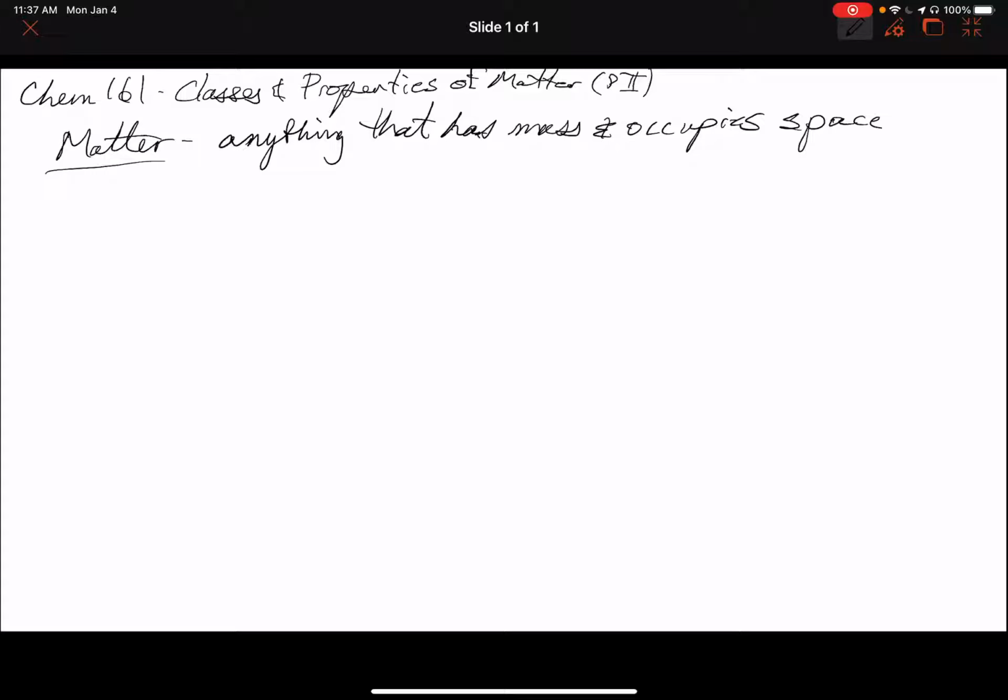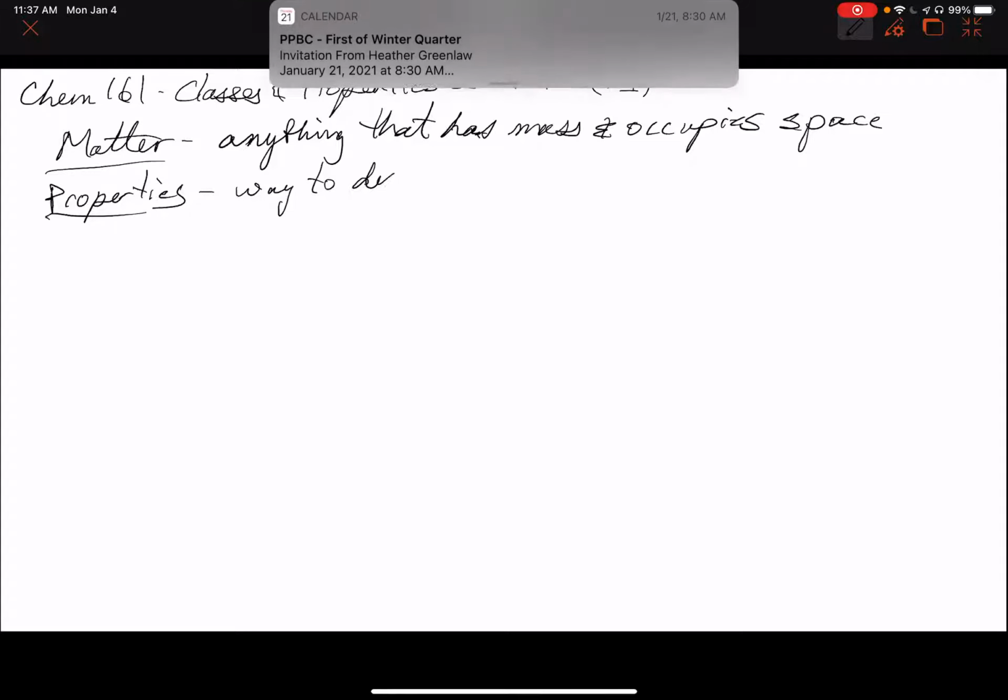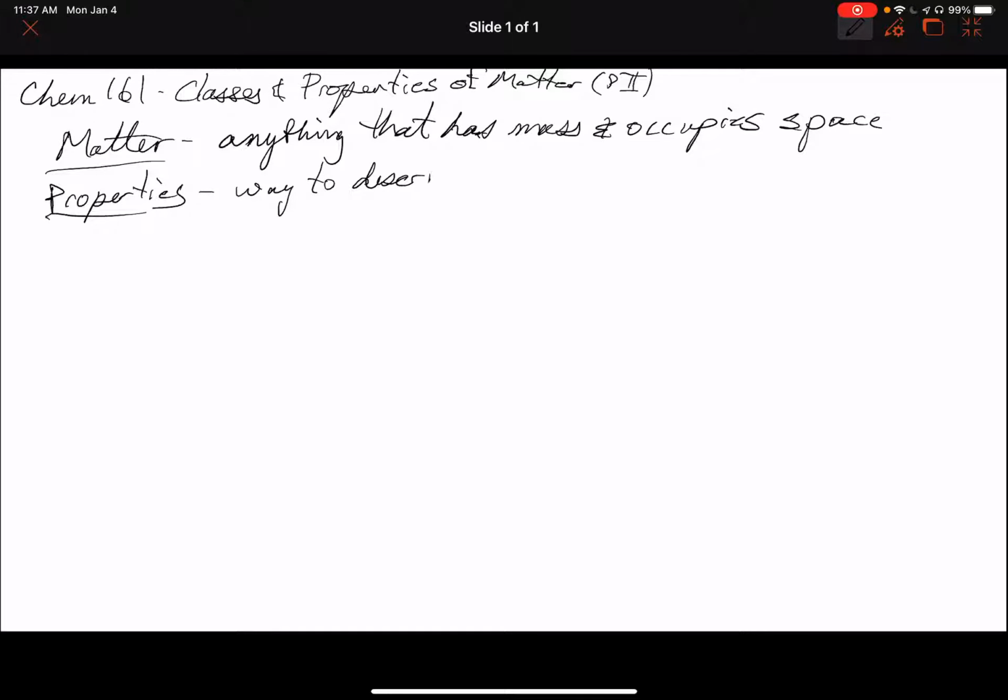Second, we'd like a way to describe matter based on observations and measurements. These observations and measurements are what allow us to describe properties. So the properties of matter are a way to describe matter based on observations and measurements.